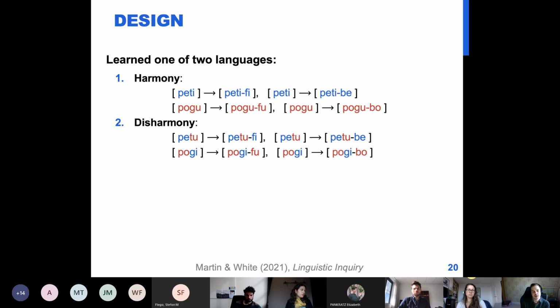Or they learned a disharmony language. So in this case, if you have petu, you would get petu-fi or petu-be, so you get the front suffix. If you have a stem ending in a front vowel, then you would get the back version. So pogi, you get pogi-fu or pogi-bo. I've colored in the front and the back vowels with different colors because I think it makes it a lot easier to see whether they match or whether you get the alternating pattern.